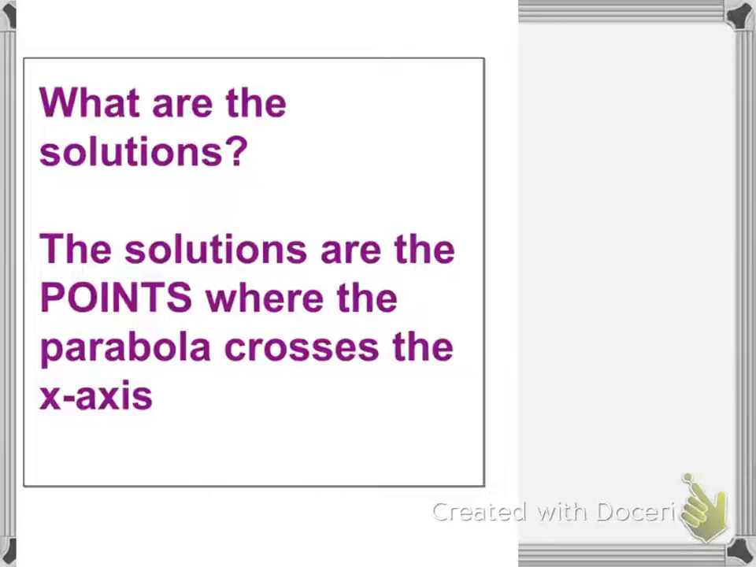So the solutions are the points. Remember, points are always ordered pairs. So it's always going to be an x and a y, where the parabola crosses the x-axis.